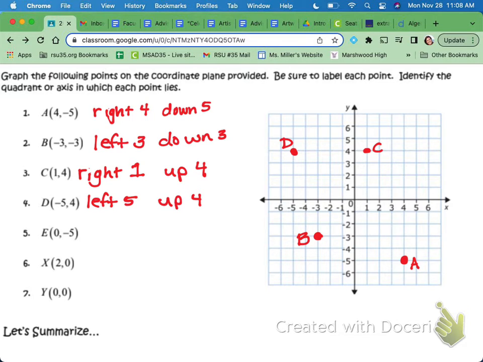For E, I'm not going to go right or left. I'm just going to go right away down 5. There's point E.